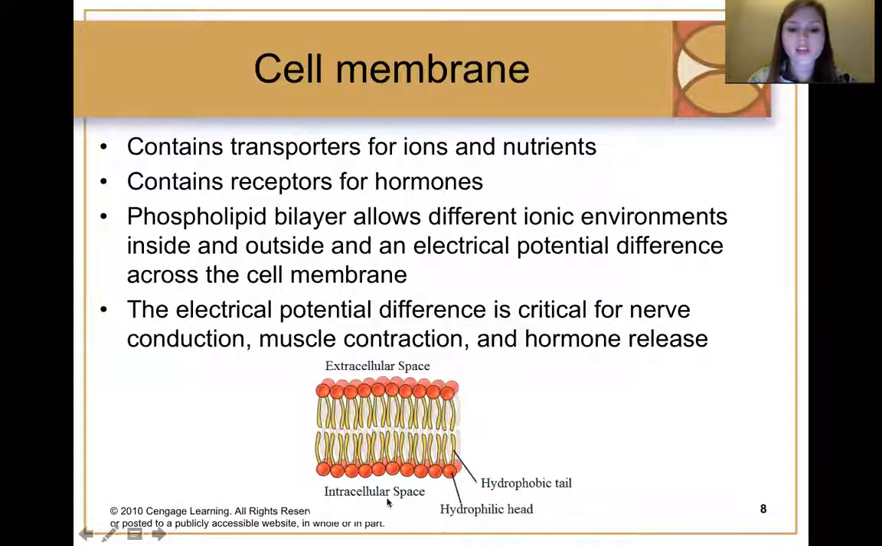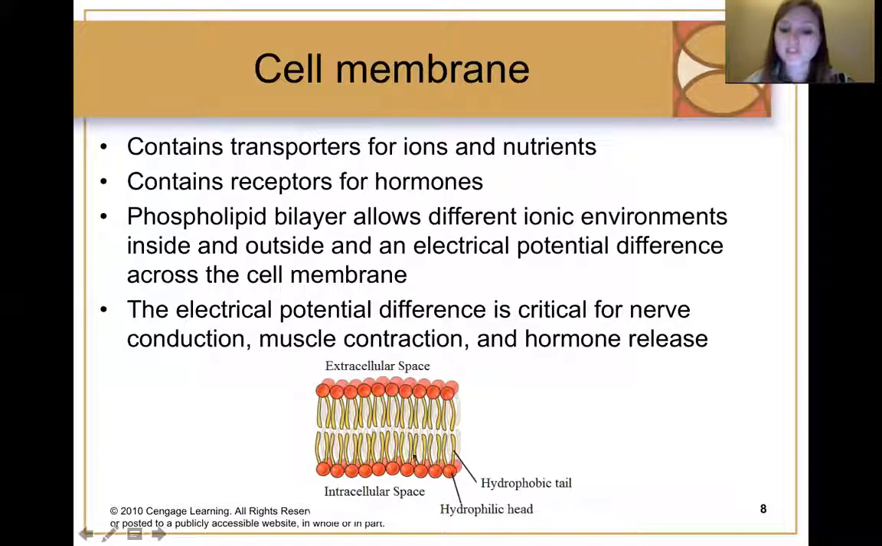On the intracellular space, you'll have the cytoplasm, which we'll talk about in a little bit. That's more of an aqueous solution. And then on the extracellular space, you might have some water liquids outside the cell as well. So those heads are going to be facing those directions because they really like water.